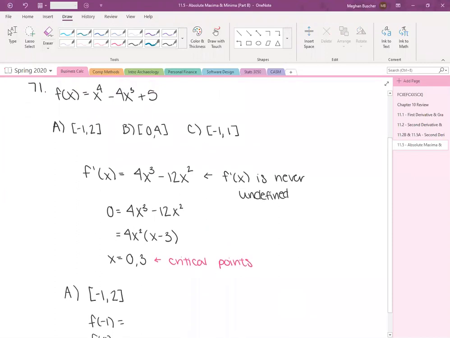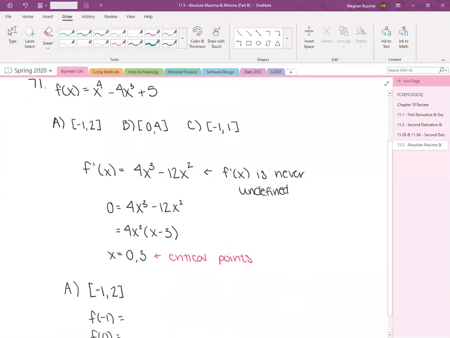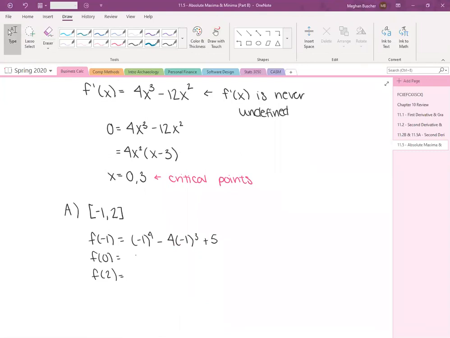Okay, so looking at this function that we're given, are we plugging this into f of x or f prime of x? f of x, we're plugging it in right here. Yep, so let me write that out. We're going to have -1 to the fourth minus 4 times -1 cubed plus 5. And then the same thing for all the other ones, 1, 2.